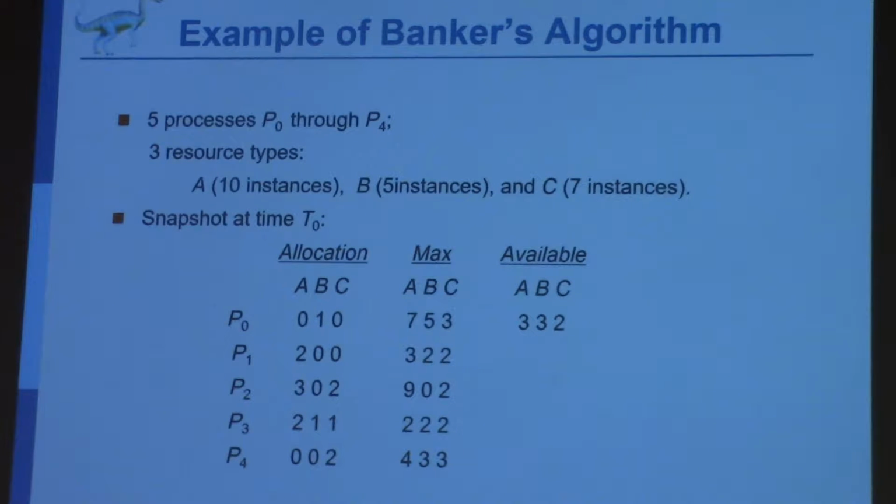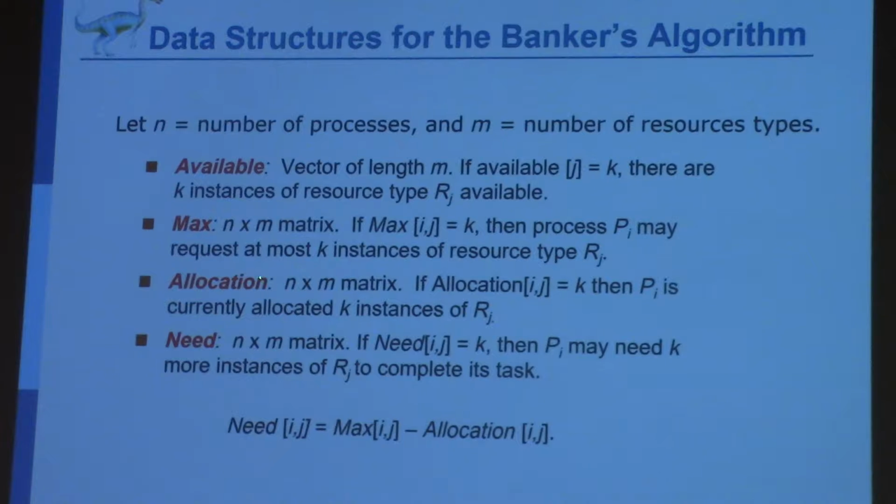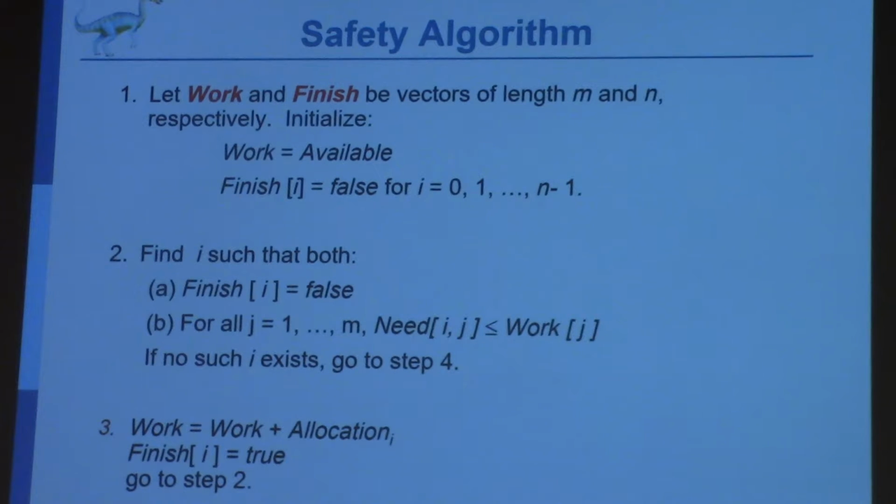To represent such a status, we are going to define the data structures. Available: how many instances are available for each resource type. Max: for each process and for each resource, how many are needed, maximum, to be terminated. Allocation: the number of instances currently allocated for each process per resource type. Then we can easily calculate how many are needed in future to be terminated. How? It's maximum minus allocation. Then we can easily get them. These are the algorithm I ask you to understand.